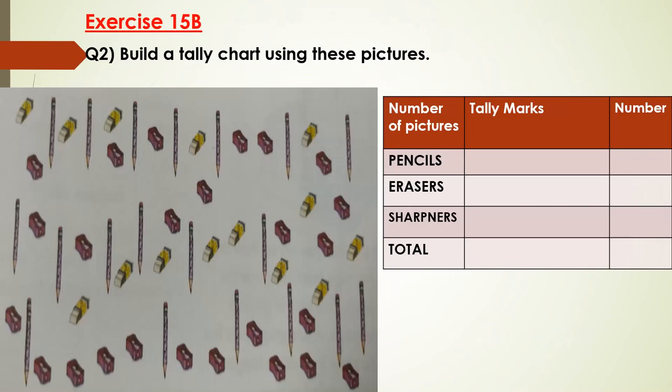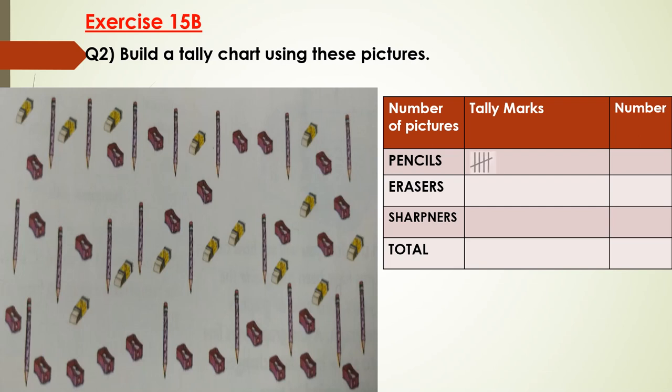Now, let us solve question number 2 from exercise 15B. Build a tally chart using these pictures. In the given collection, pictures of 3 objects are given: pencils, erasers, and sharpeners. Let's start counting with pencils. While counting, for one pencil, you mark 1 bar in the table. After 4, for the 5th pencil, 1 slanting bar, and so on.